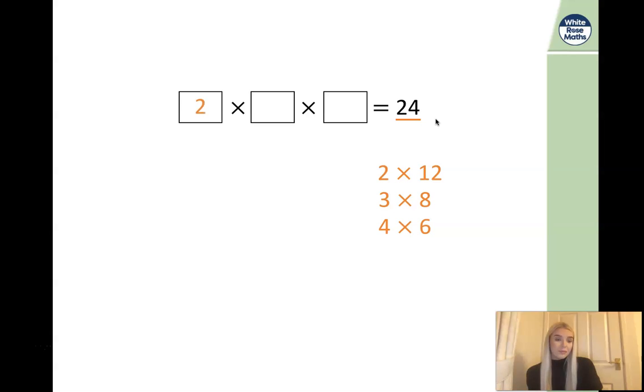We could start with the number 2. And if we know that 2 multiplied by 12 is 24, we know that this section here must be 12. So these 2 factors should be factors of 12. Can you tell me any numbers that are factors of 12? 2 numbers that we multiply to get 12? I can hear some good ones. You can have 2 and 6. 2 multiplied by 2 is 4. 4 multiplied by 6 is 24. 6 and 2, the other way round. 4 and 3, and 3 and 4.